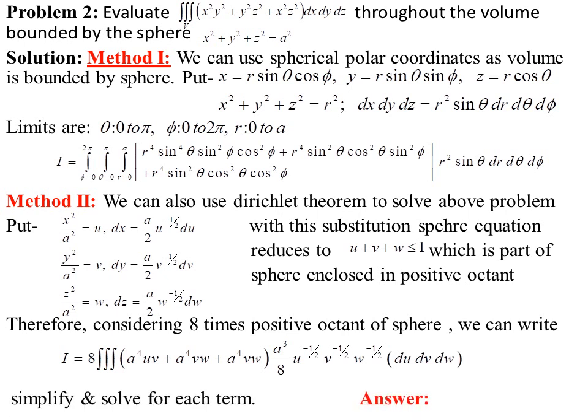So simplify and solve each of the integrations. For both of the methods, whichever you opt for, the evaluation will be unique, and the answer we are going to get is 4 a raised to 7 into pi upon 35. So try out this problem by both of the methods, so that you can understand it well.